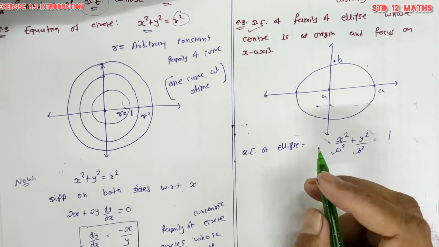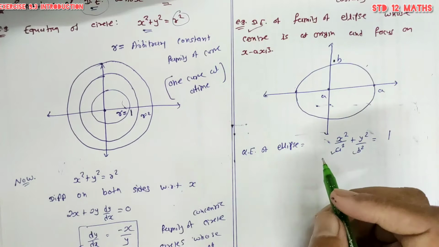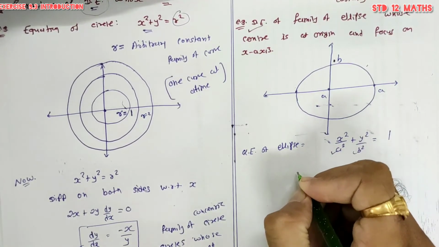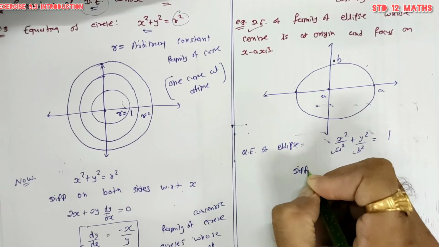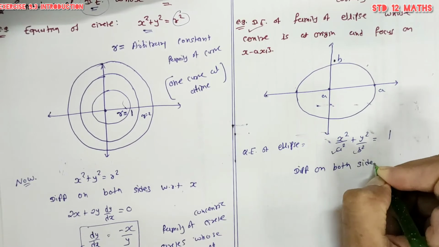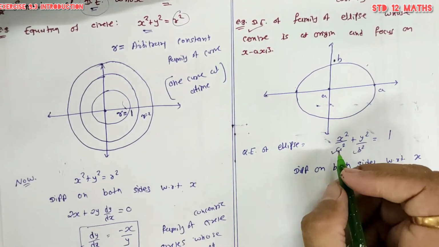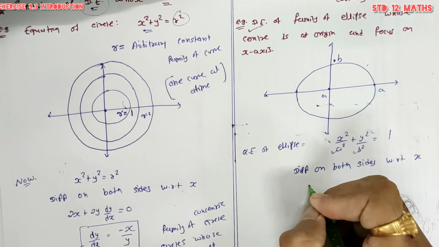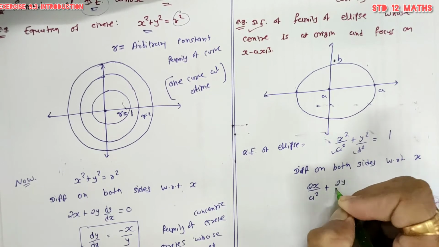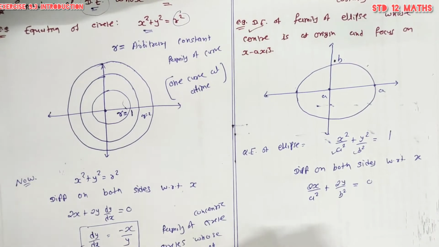So here we require one differential equation, a common equation which represents all ellipses at a time. So we have to differentiate on both sides with respect to x. First step, differentiate on both sides with respect to x. So a square is constant, so it's 2x upon a square plus 2y upon b square equal to 0. Done?